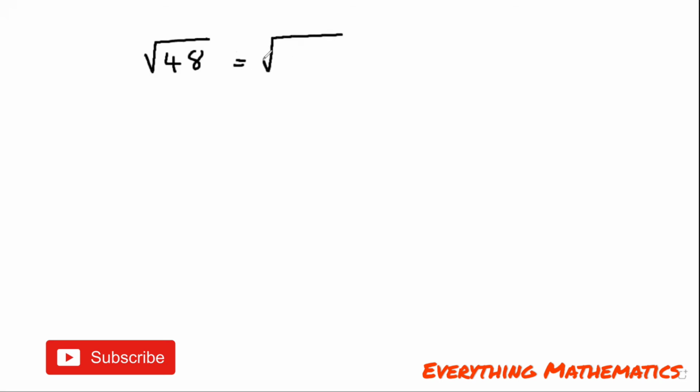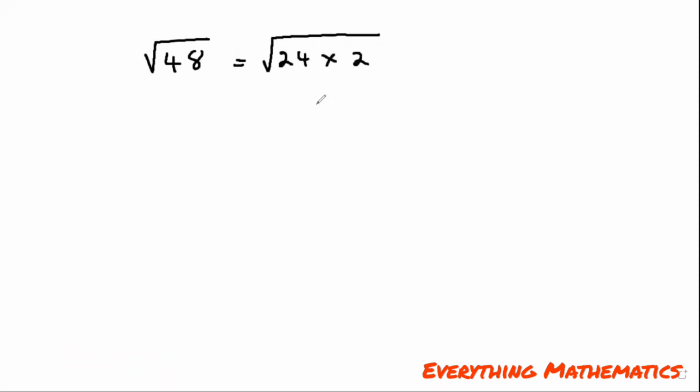This could easily be written as 24 times 2. Good. But here now I'm giving myself more work. 24 times 2 will give you 48, but you cannot square root 24. You cannot square root the 2. Therefore, that begs us to break this again.